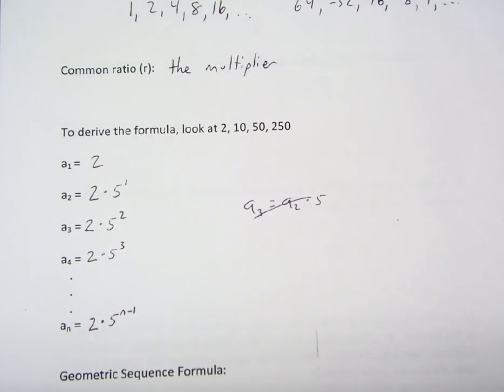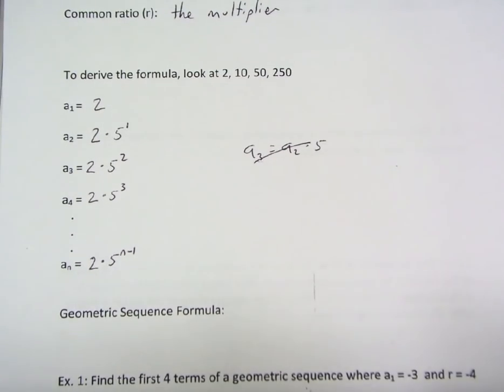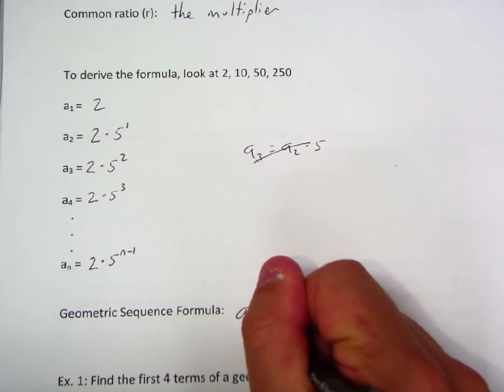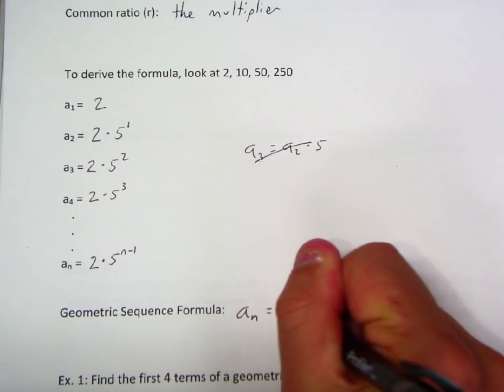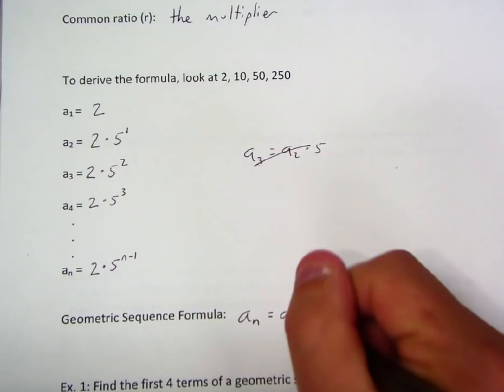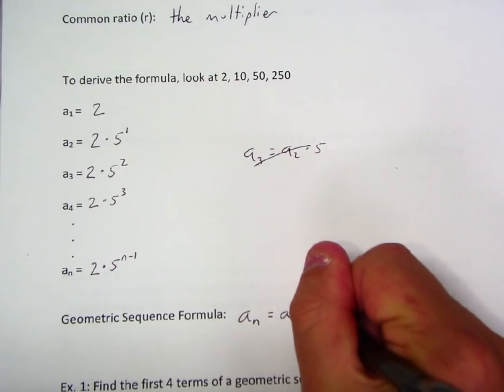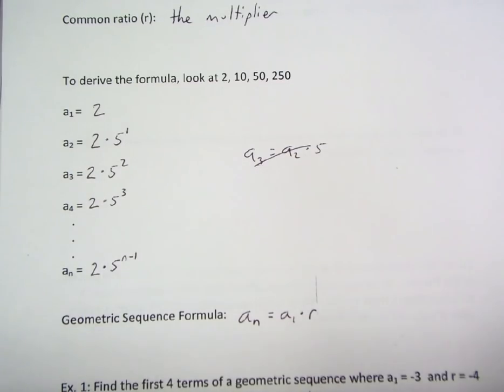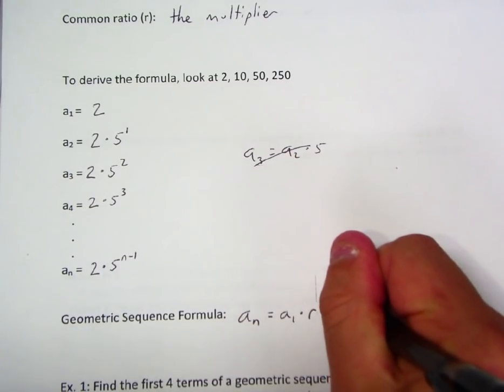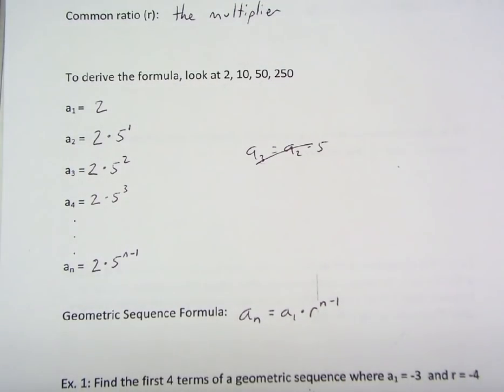And that leads us to our generic geometric sequence formula. If we want to find a term in a geometric sequence, it's a sub n equals the first term times whatever our common ratio is. Like in this one up here, our ratio is 5, to the n minus 1 power. There's our formula for a geometric sequence. If I want to find the fifth term, I take the first term times the ratio to the fourth power.